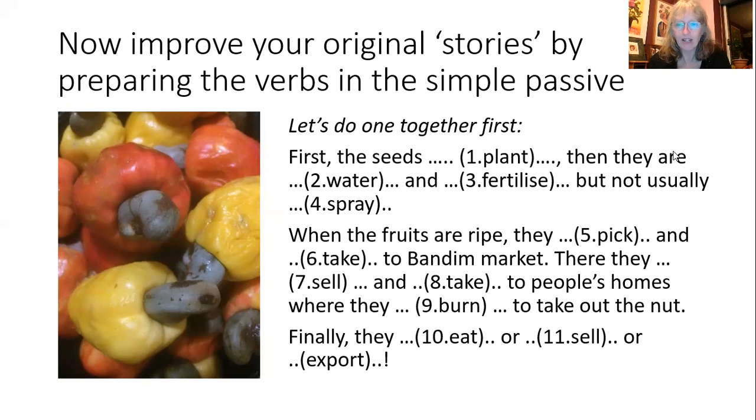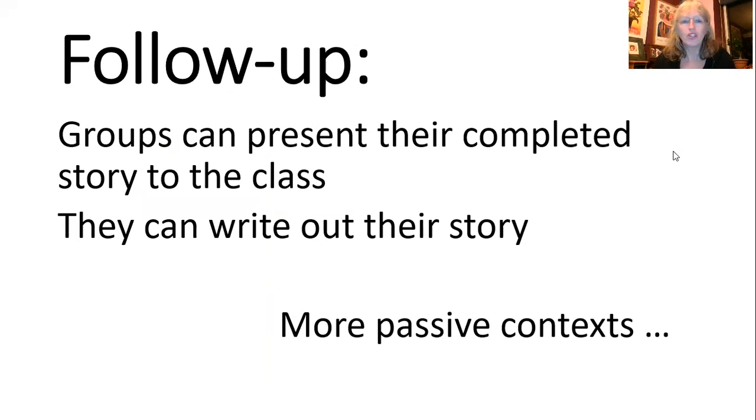Because it's in the passive, so it's talking about the process instead of the story in the active. I think it looks quite a good text, yeah? So what you could do now, what I do with students is I get the groups to work on their story, to change it into the passive. Then they can present their completed story to the class and they can write out their story. If you want to do that now, you can, but we have some more lessons to do.